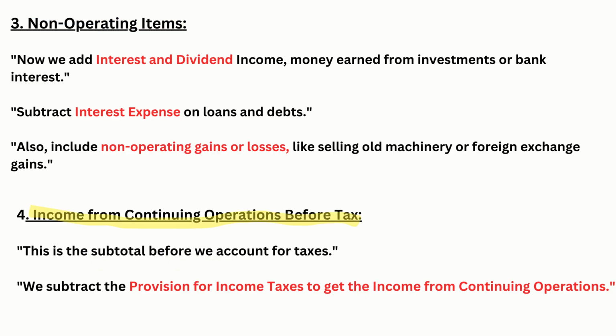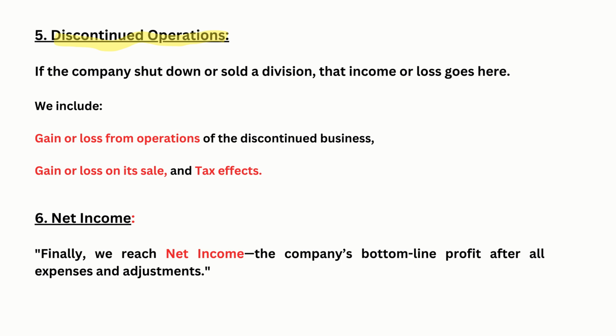4. Income from continuing operations before tax. This is the subtotal before we account for taxes. We subtract the provision for income taxes to get the income from continuing operations. 5. Discontinued operations. If the company shut down or sold a division, that income or loss goes here. We include gain or loss from operations of the discontinued business, gain or loss on its sale, and tax effects. These are shown separately so we know what income will not continue in the future.